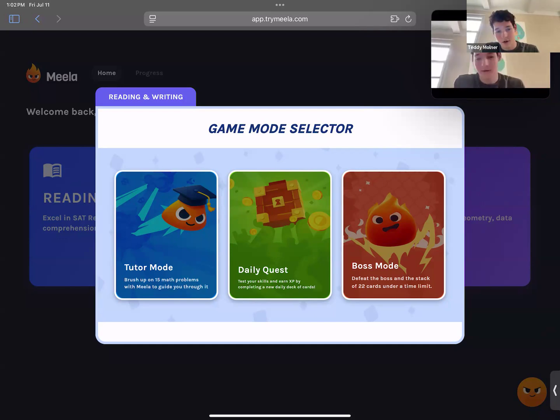Now, a brief overview of these modes. Tutor mode is the main mode we're going to be using today. And when you're learning how to take the SAT and how to improve your score, that's the mode you're going to be using. And it's really an option for you to focus on what you need to know. MEELA actually helps figure out what you need to know, what you're struggling with, and you have MEELA there to support you the entire time.